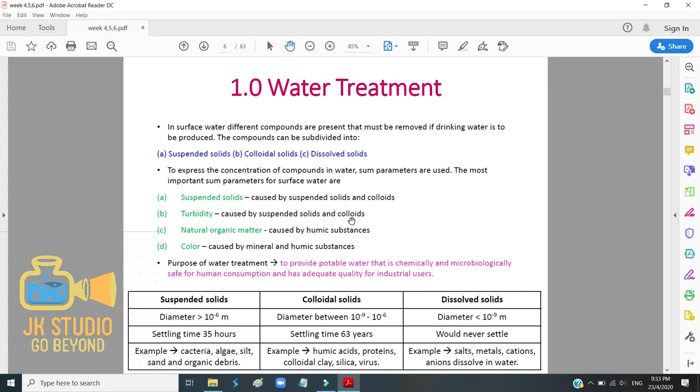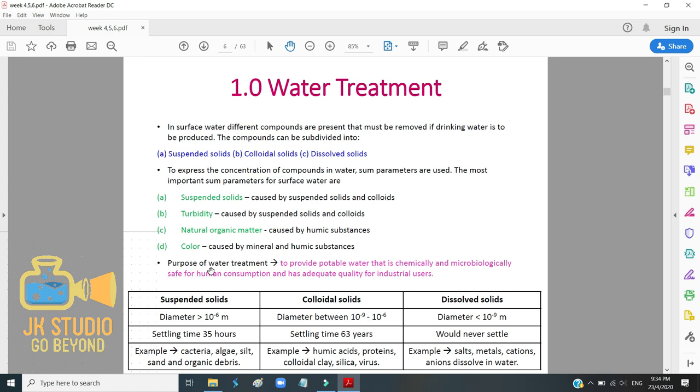Other parameters are natural organic matter, which is caused by humic substances, and also color, caused by minerals and humic substances. In Form 4 and 5 chemistry, we have learned that minerals have different colors, like Fe sometimes will give us a blue color. So minerals also play a role in our water color. And then, the purpose of water treatment is actually very important.